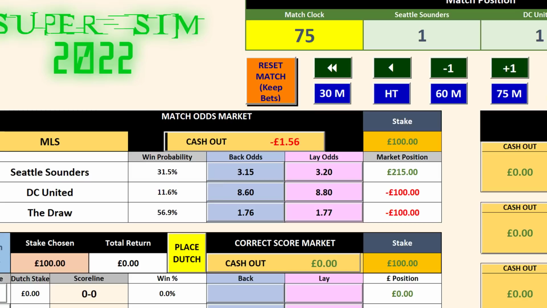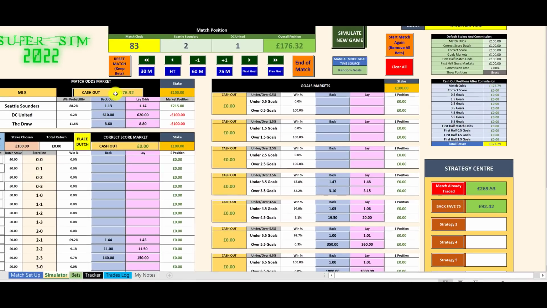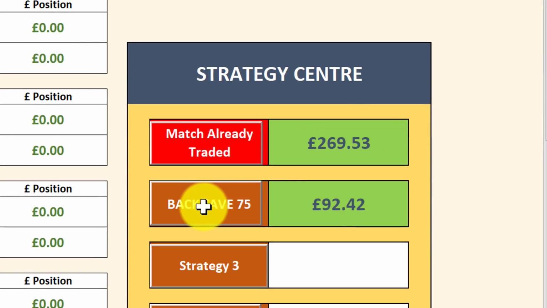Seattle, do they take the lead? 83 minutes, okay? And now we can cash that in as £176. So very quickly there, you've seen how our strategies can develop differently depending on our entry point. Back the favorite 45 minutes was a loser. Back the favorite 75 minutes was a significant winner, okay? So let's end the match, and then we're going to apply that profit to back the favorite 75.